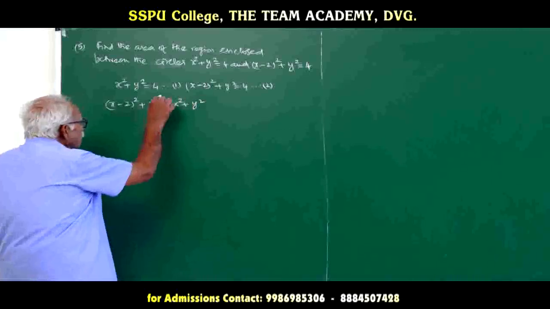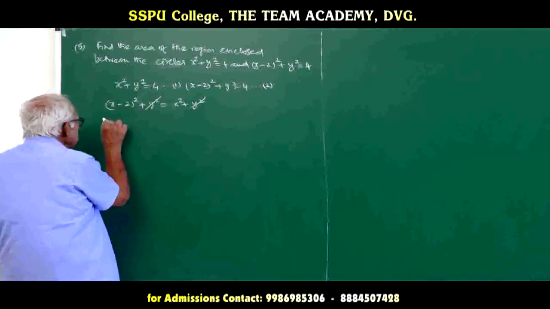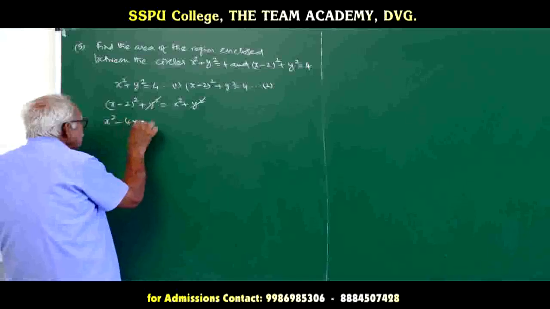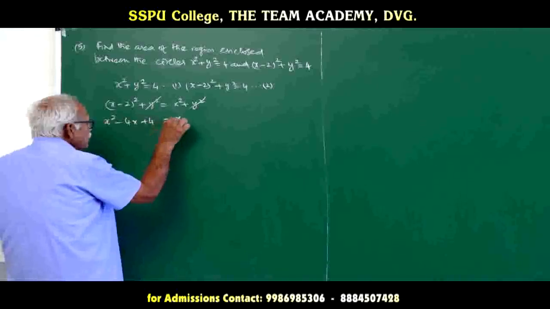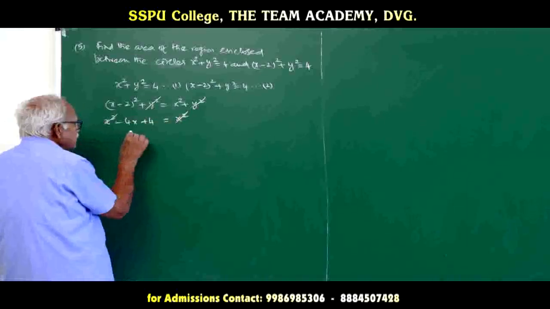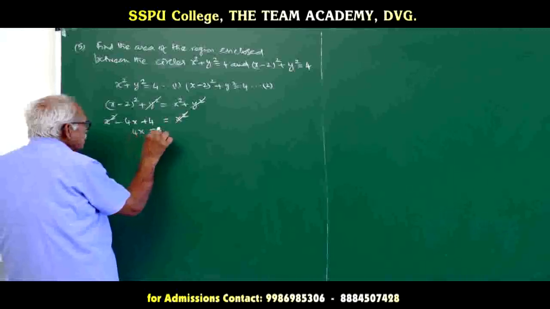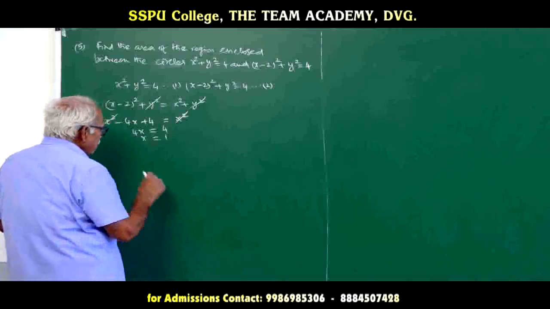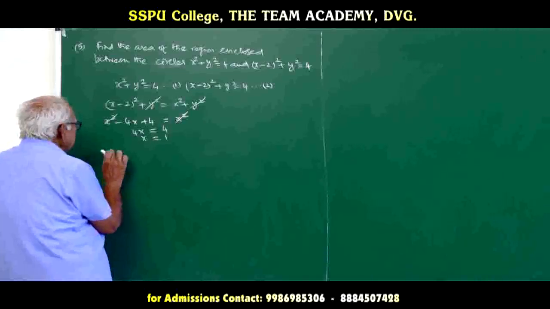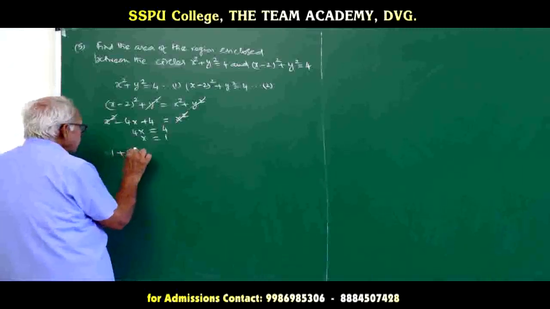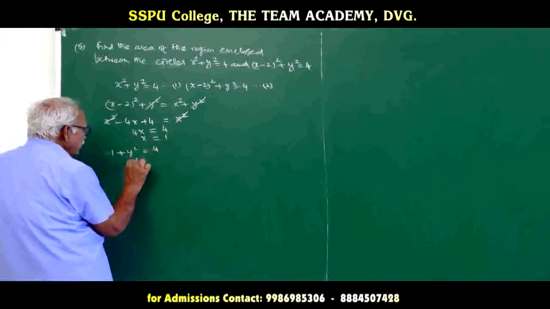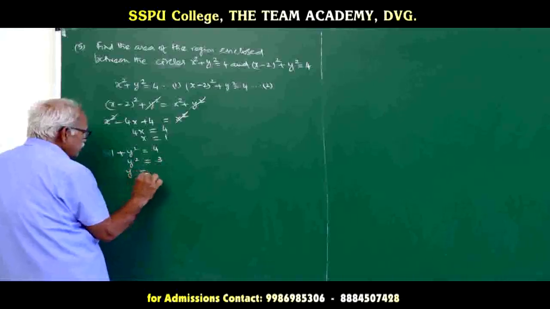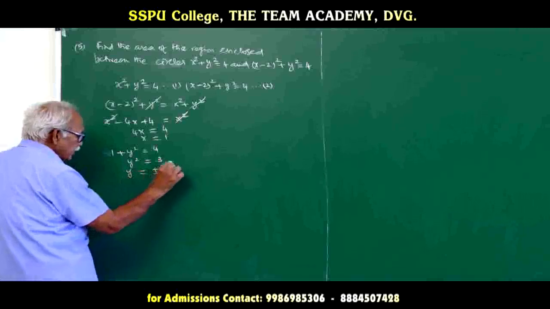So, now y square cancels. x square minus 4x is equal to x square. Again x square cancels. So, 4x is equal to 4, x is equal to 1. If you put x is equal to 1 in the equation, we get y square is equal to 3. So, y is equal to plus or minus root 3.